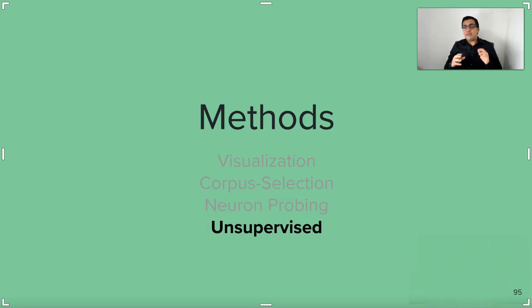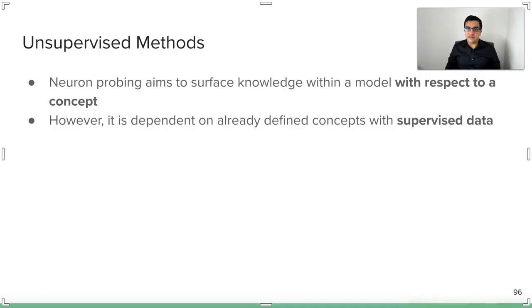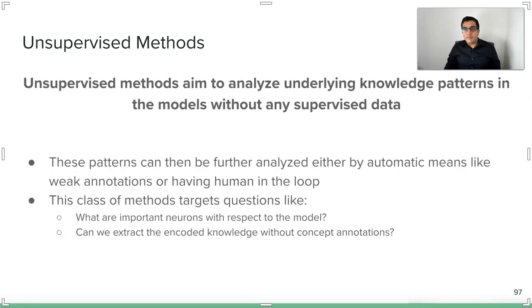So keeping in mind some of the downsides of the previous methods, let us now look at another class of techniques that have a weaker reliance on annotated data, namely unsupervised methods. Recall that the previous methods, especially neuron probing, relied on well-annotated corpora of concepts to extract relevant neurons. These corpora usually require very careful and expensive annotations, which may not always be feasible. Unsupervised methods aim to work around this need by surfacing underlying knowledge patterns without any supervised data.